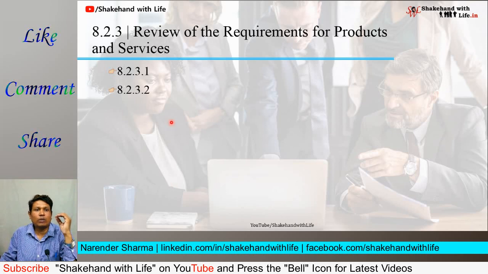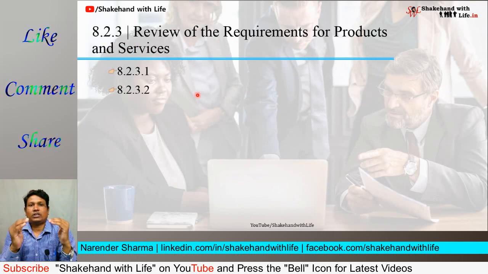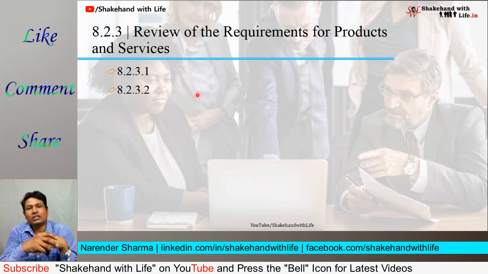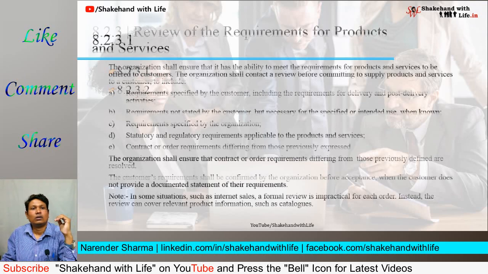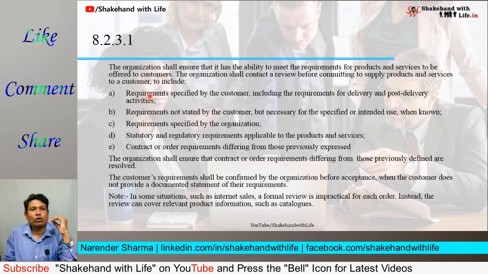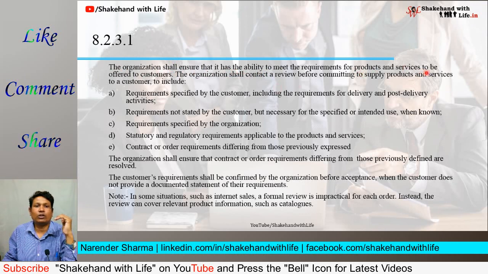Now come to clause number 8.2.3. This is about the review of the requirements for products and services. When the organization has defined all the types of requirements, now it is time to review these requirements, and these requirements can be reviewed by two subclauses, 8.2.3.1 and 8.2.3.2. Now, what does 8.2.3.1 say? It says the organization shall ensure that it has the ability to meet requirements for products and services to be offered to customers.